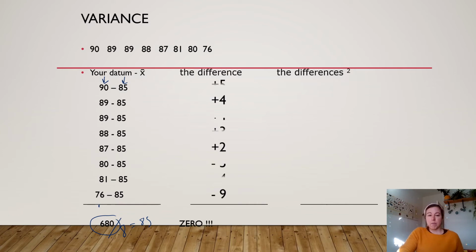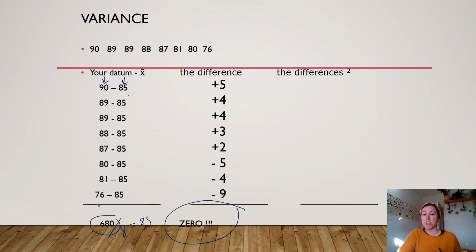When we do this, these are the numbers we get. 90 minus 85 is plus 5. 89 minus 85 is plus 4. 89 minus 85 plus 4, right? But when we get to 76 minus 85, that's negative 9. Because half of these are negative and half of these are positive, this usually, when we add them up, equals something very similar to 0. It might not be exactly 0 if you have decimals, but it'll be similar to 0 because we're getting all the differences. Mathematicians don't like negative numbers.